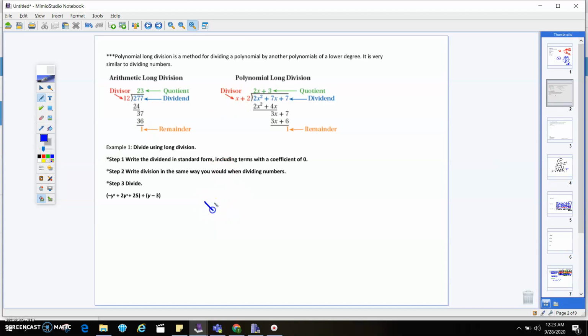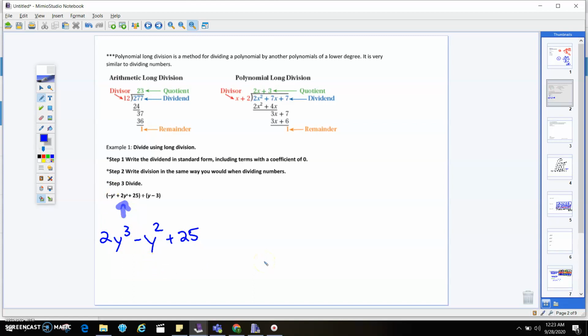Okay, so we've got y minus 3 on the outside, and then on the inside, we've got negative y squared. The first thing that we're going to notice on this one is it's not written in standard form. So we want to make sure that we write this out in standard form: 2y cubed minus y squared plus 25. Otherwise, we're going to mess up big time.